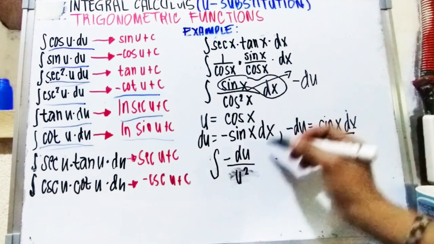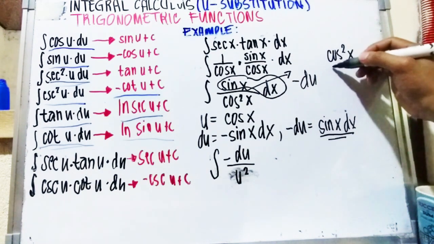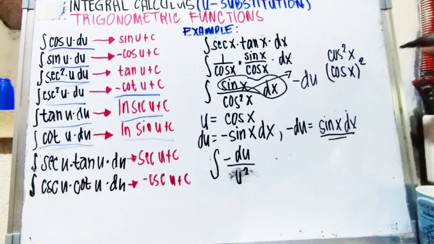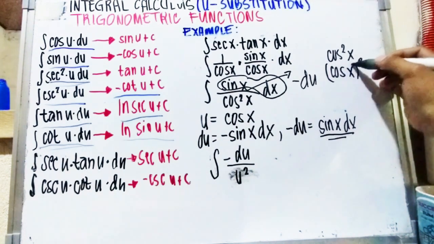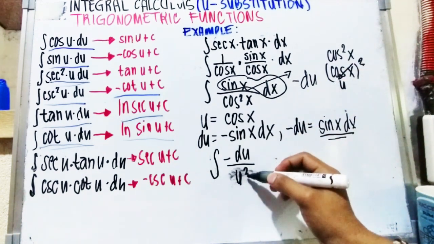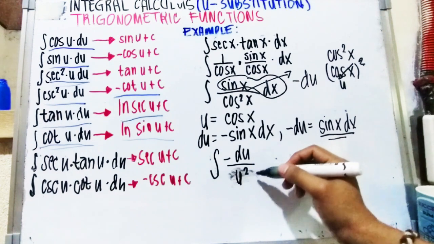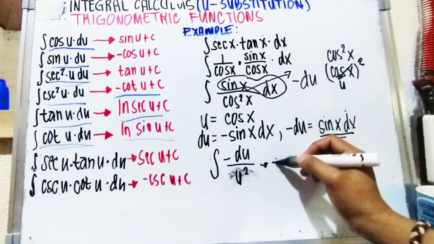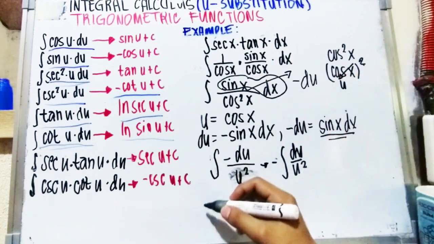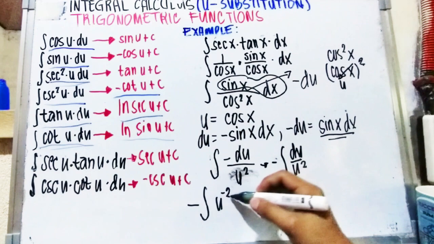Bakit naging u squared? Kasi yung cosine squared x is just the same as cosine x squared. So, ibig sabihin, pwede nating i-replace itong cosine na u, magiging u squared. Kaya, naging u squared yung ni-replace natin dito sa ating function. So, evaluating this one, magiging negative integral of du over u squared. Power rule, applyan natin yung power rule, magiging u negative 2 du.